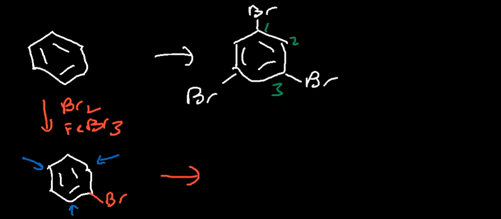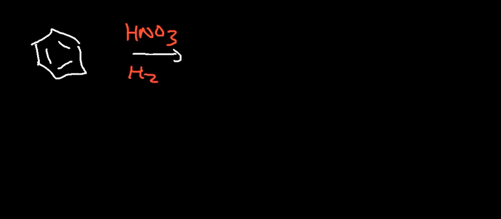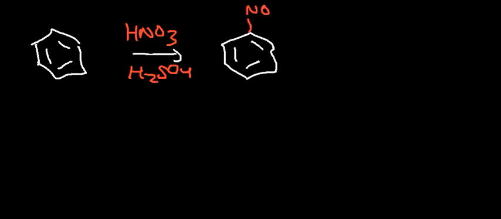So here's what you need to do. The key is not to add bromine at the beginning. Starting with benzene, you want to add a nitro group, so you want to perform nitration. But you want to do it three times, not just once, but three times. Initially, the first nitro group is going to add very quickly to the ring because the benzene ring is not activated or deactivated. And a nitro group is a very powerful electrophile.